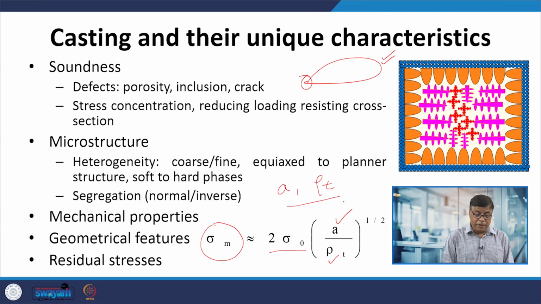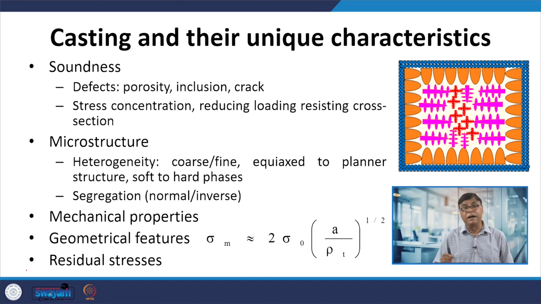Okay. So, the presence of the defects in the castings significantly affects the performance of casting, by reducing the load resisting cross sectional area or by increasing the stress concentration wherever it is present.